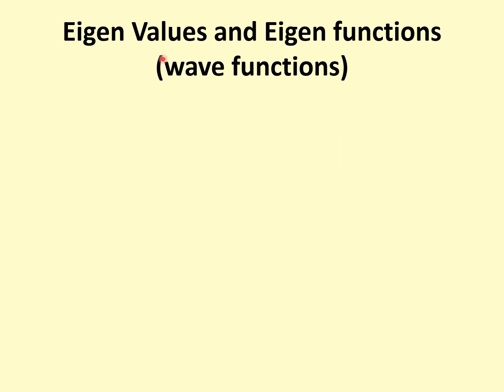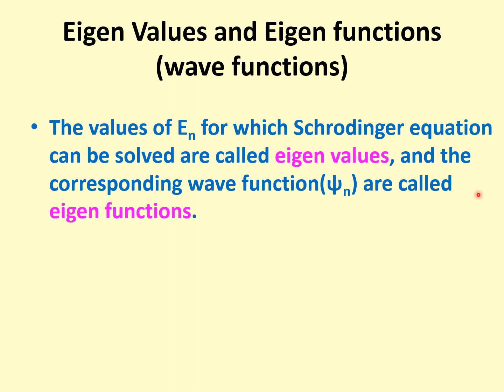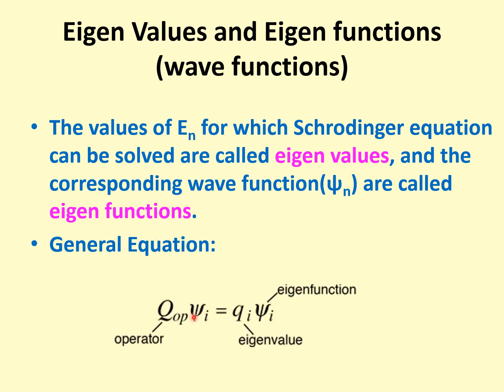Now we will discuss the eigenvalues and eigenfunctions. The values of En for which the Schrodinger equation can be solved are called eigenvalues, and the corresponding wave function psi is known as eigenfunction. Suppose we have a function psi and an operator Q, and if this operator operates on this function psi, then we get the function back times some coefficient. This coefficient is known as the eigenvalue and this psi is known as the eigenfunction.